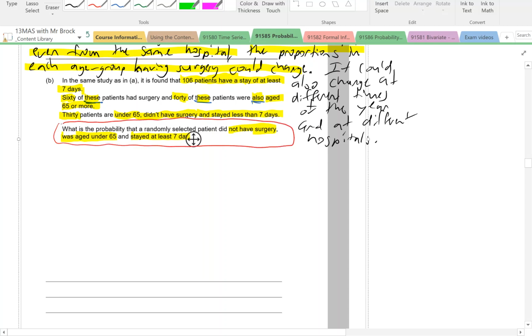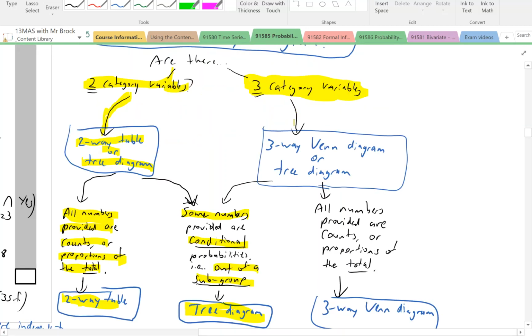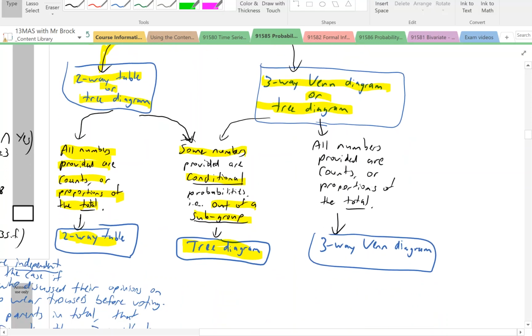Now, because we've now got 3 category variables, we need to think about which diagram is going to be easiest for this question. So if we go back to our flow diagram as a guide, we're going to be doing a 3-way Venn diagram or a tree diagram. Now, we can do a 3-way Venn diagram most easily if all the numbers provided are counts or proportions of the total. Now, in this case, they're all counts, like they're how many, they're not what percentage or what proportion. So therefore, we can use a 3-way Venn diagram.